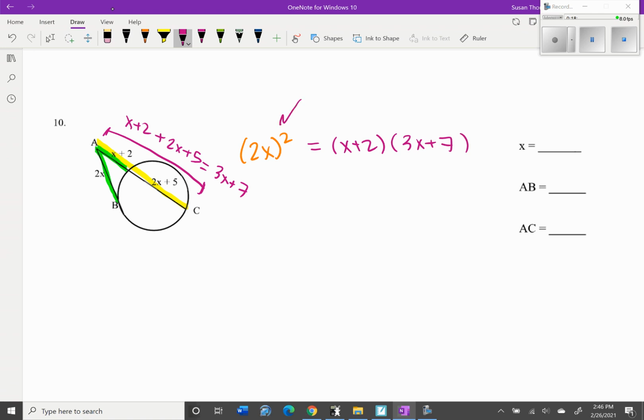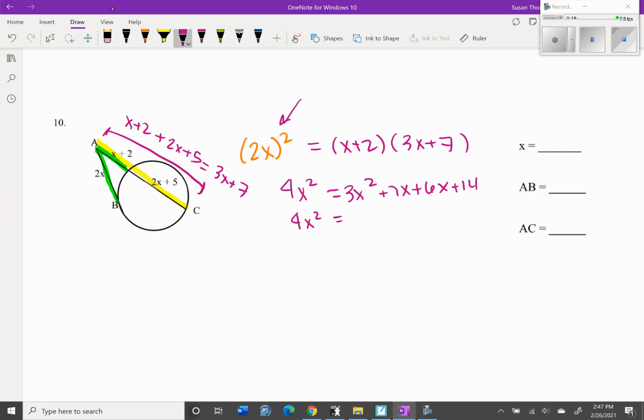So be careful, because here you're squaring the 2 as well. So 2 squared would be 4, and then x squared. So often students forget to square that 2 as well. So it helps you to write 2x times 2x to see, that's fine, equals, and here we have to FOIL. So we have 3x squared plus 7x plus 6x plus 14. And then we're going to combine like terms.